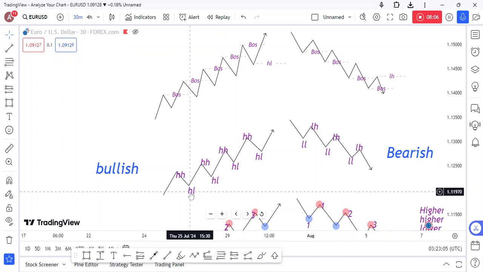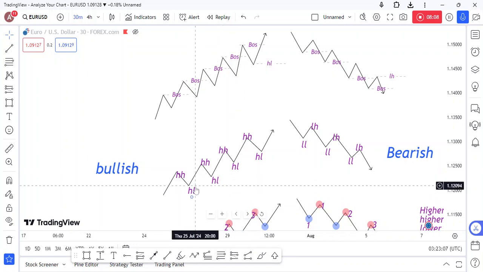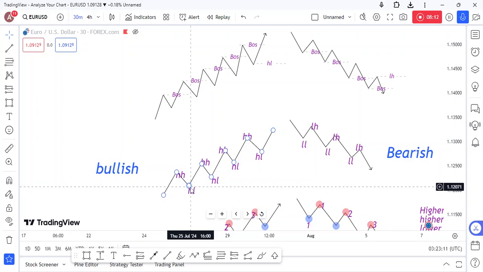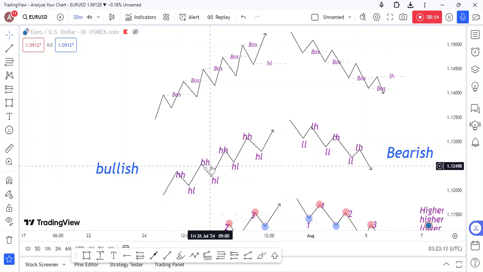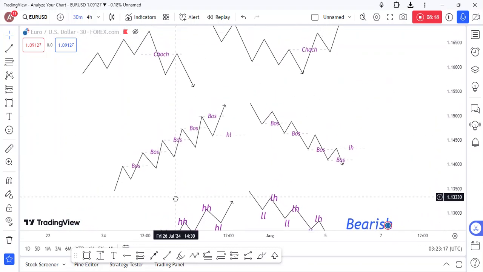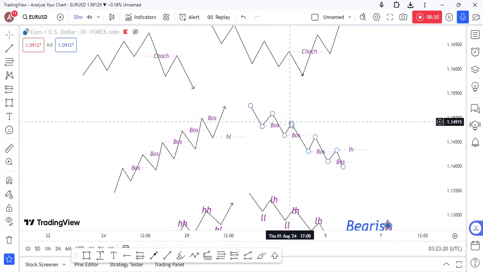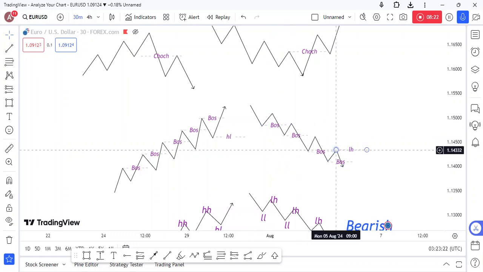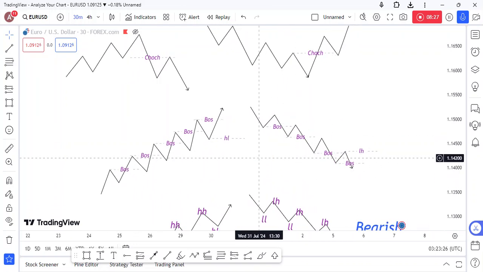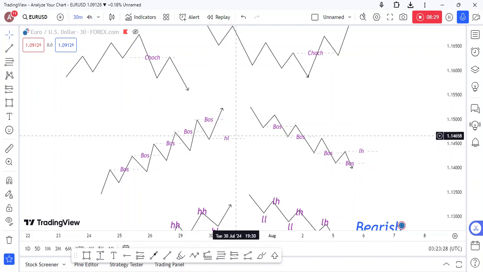But here the lows must be higher than the previous. The succeeding low must be what? Higher than the what? The previous low. The succeeding low must be higher than the previous low. So when this happens, we say it is a break of what? Structure. Break of structure.